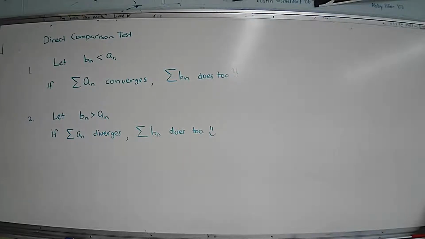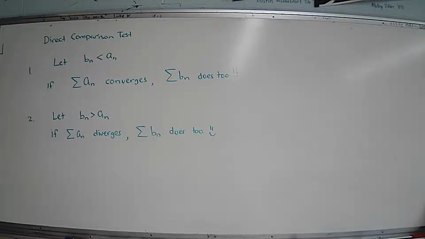Basically the gist of this is your unknown series either has to be bigger than a known diverger, which is the second thing up there, and if that's true, your unknown series diverges. Or your unknown series has to be smaller than a known converger. And that's the first one up there. That's how that works.